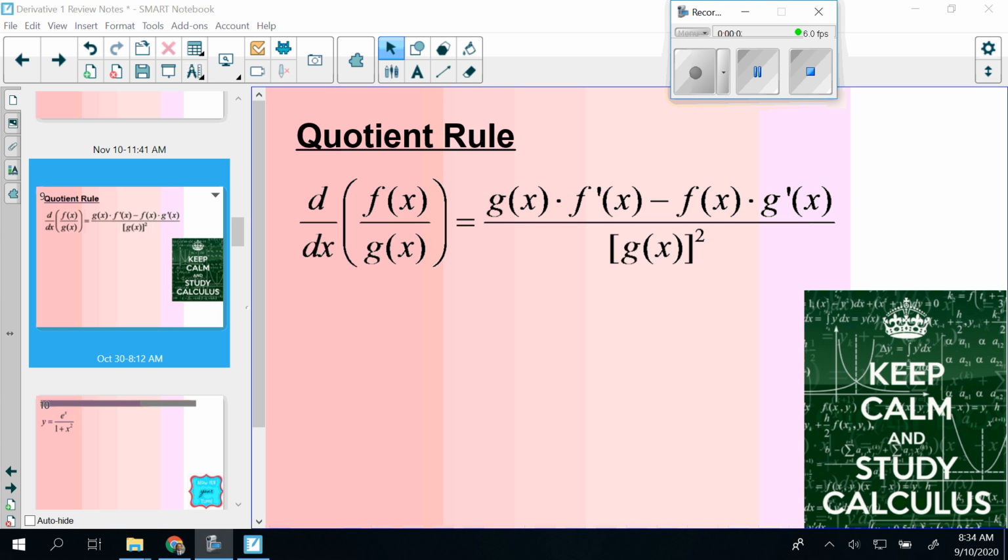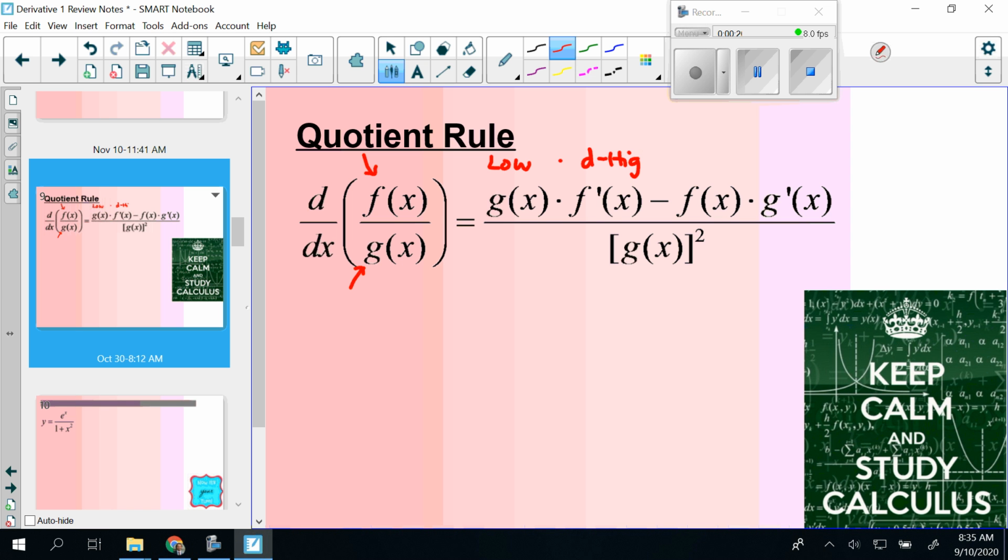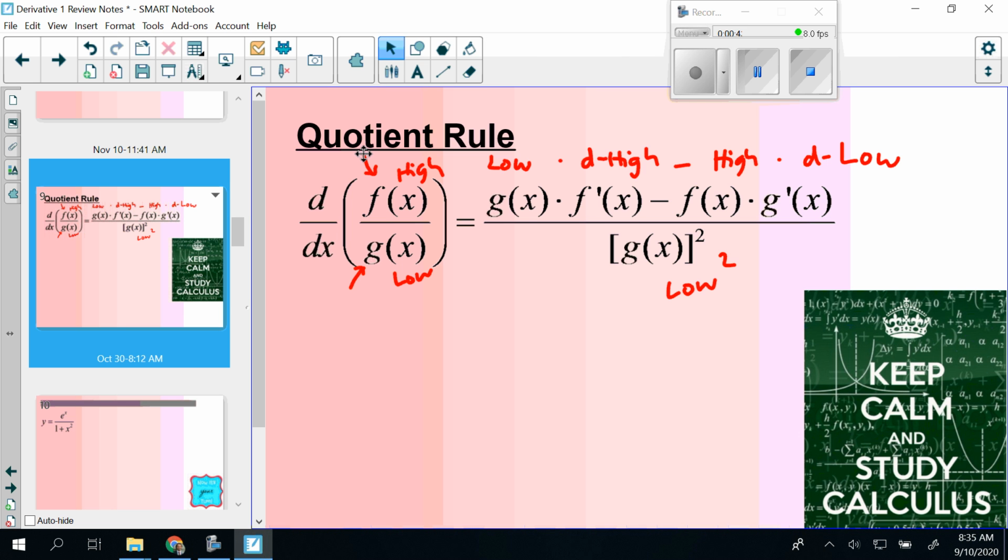All right, quotient rule. When you have two functions that are being divided, as you see here, a function on top and a function on the bottom, in order to find that derivative, you have to use quotient rule. And quotient rule, again, is your low function times d high, the derivative of the high function, where we're saying this is high and this is low, minus your high d low, all over the low function squared.